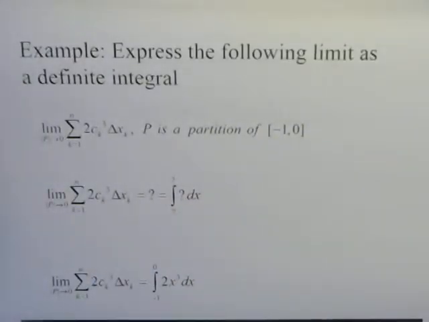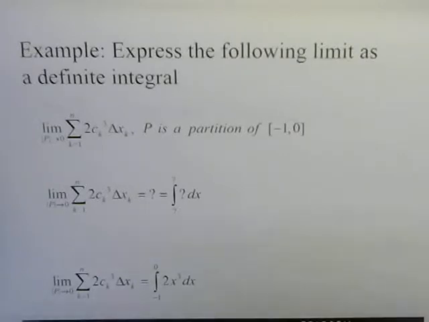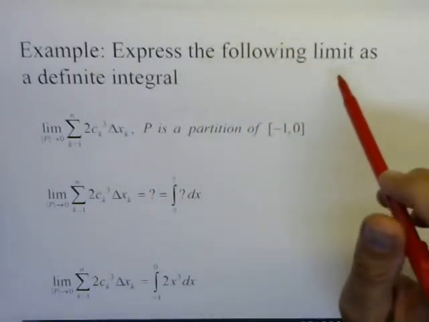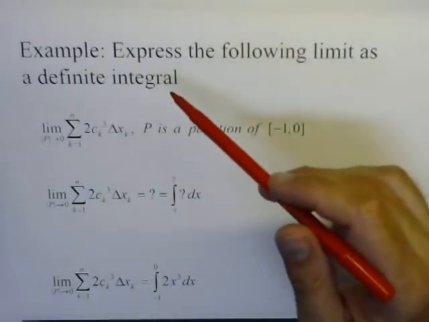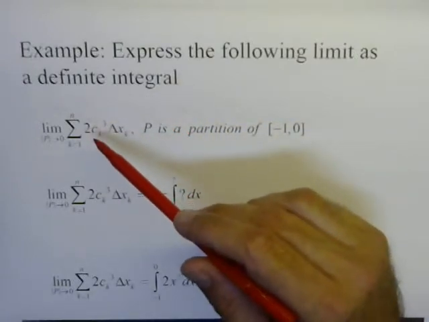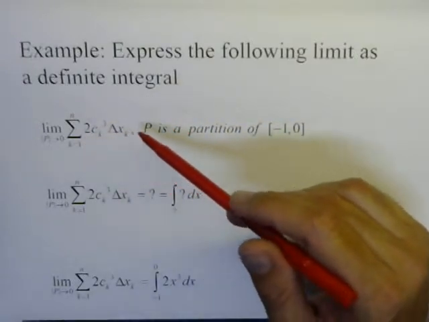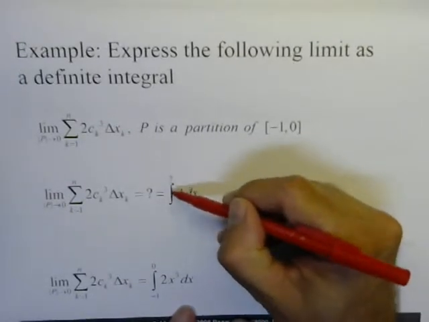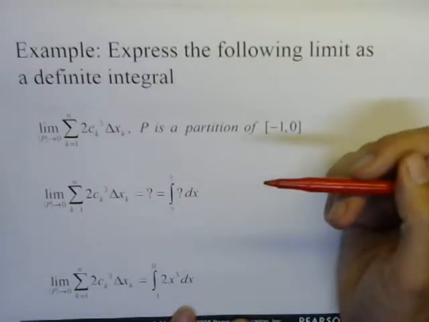But the first thing we want to do is get used to this notation, and that is, writing the Riemann sum as an integral. Let's say we want to express the following limit as a definite integral. So we're taking this thing, we want to write it as an integral. We have to figure out what the integrand is, and then what the limits of integration are.